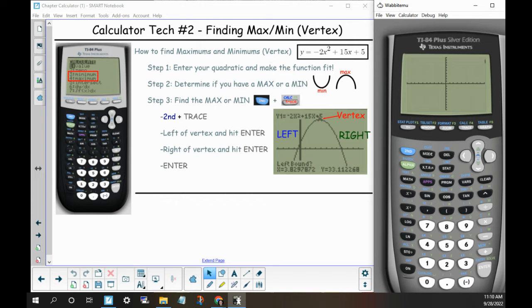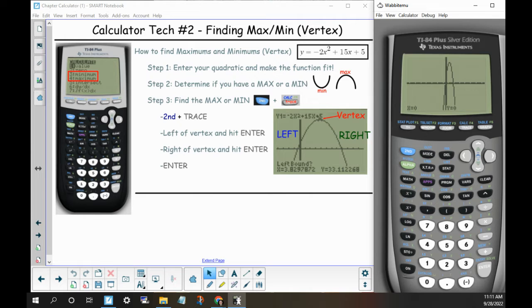So now when our graph pops up, can we see our whole graph? No, you cannot. So we need to make some changes. What do we got to do? We need to zoom out. Let's get this graph so we can see it. So we can hit zoom, and then 3, and then enter. Now we can see our graph.